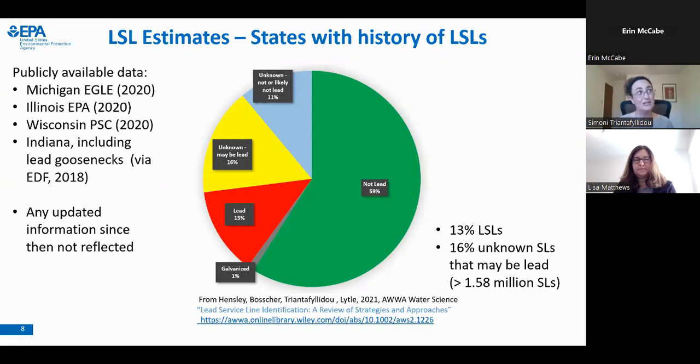So it doesn't include any updated information after that, but it does offer a general idea of what's happening in some parts of the country, where you can see from the pie chart, 13% of service lines were lead for these 4 states. That's the red slice of the pizza here. And an even bigger percentage, 16% for these 4 states, were unknown service line materials that may be lead. And that translated to literally millions of service lines.